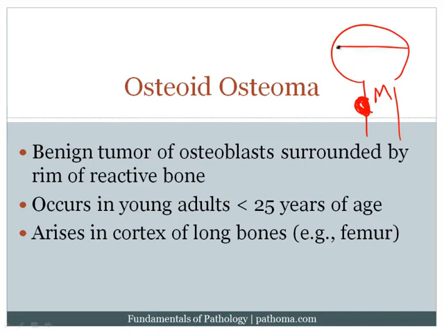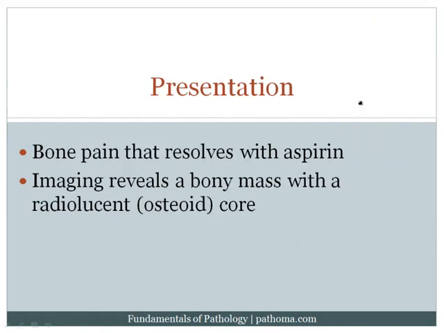So for example, if this is the growth plate, then above the growth plate is called the epiphysis, the growth plate region is called the metaphysis, and this long shaft here is called the diaphysis. And so osteoid osteoma usually occurs on the cortex of a long bone in the region of the diaphysis. Now the presentation is also important, and that is that the patients have bone pain, but it resolves with aspirin. And examiners really like you to know that in an osteoid osteoma, the bone pain resolves with aspirin.